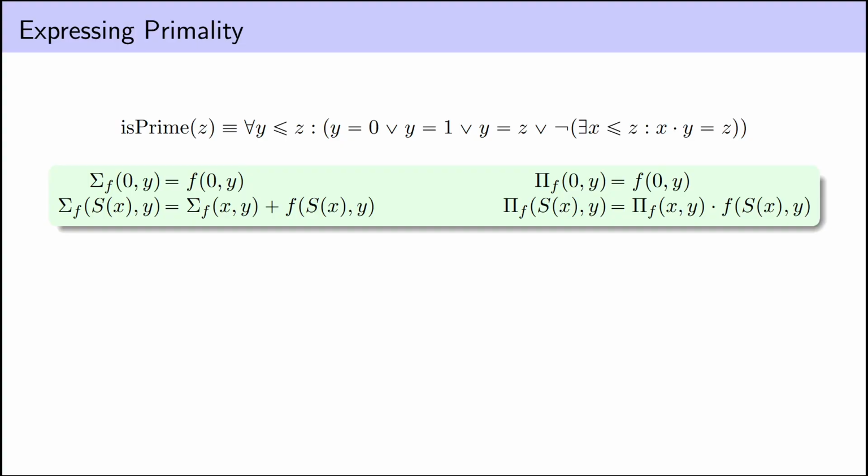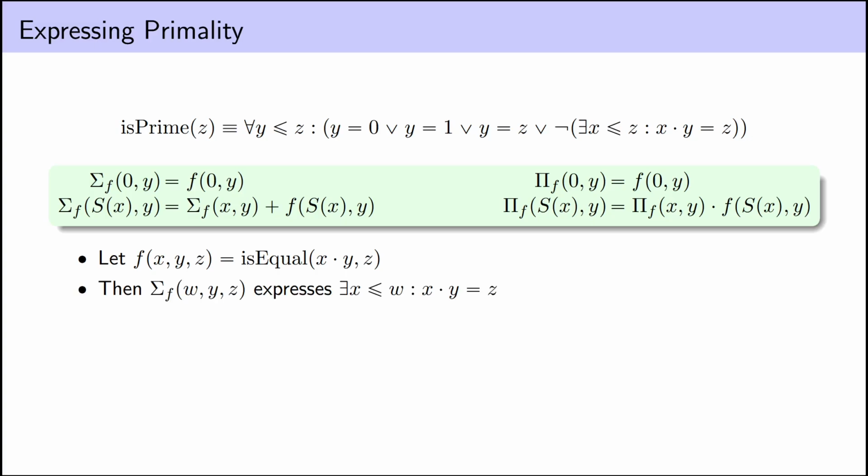In order to express this, we're going to need to define sigma sub f and pi sub f when there are other variables involved. We don't do anything with those other variables, they just come along for the ride. As one might expect, we're going to work through our formula from inside out. So first we're going to define a primitive recursive function, f of x, y, and z, that tells us if x times y is equal to z.